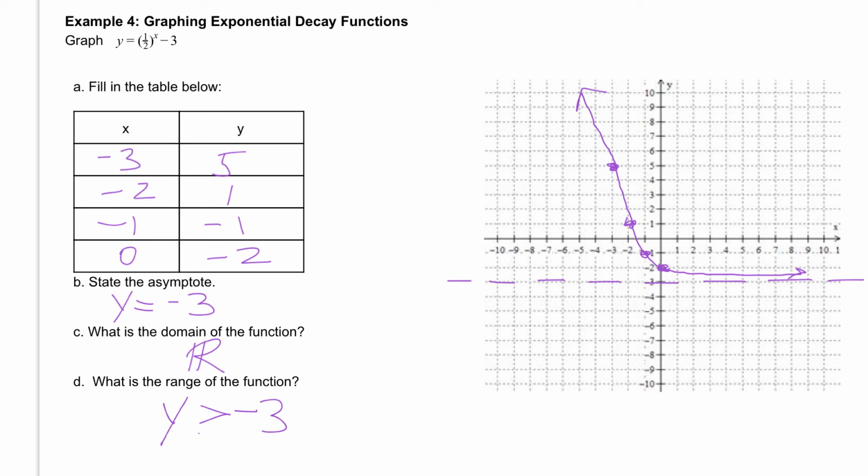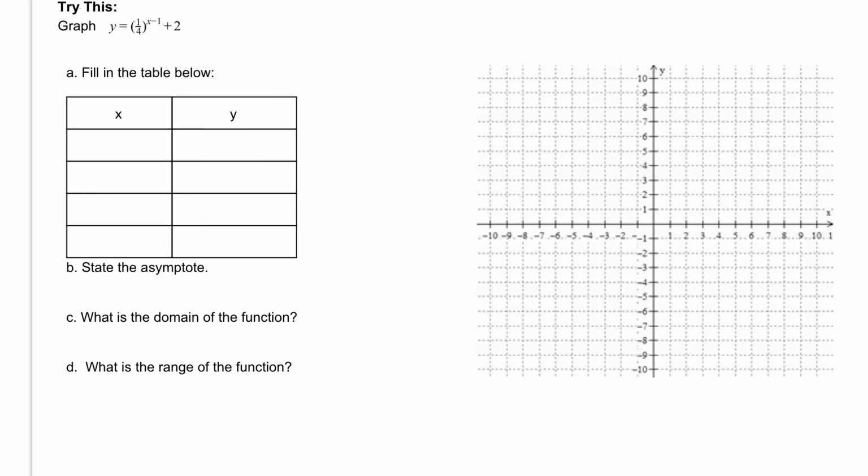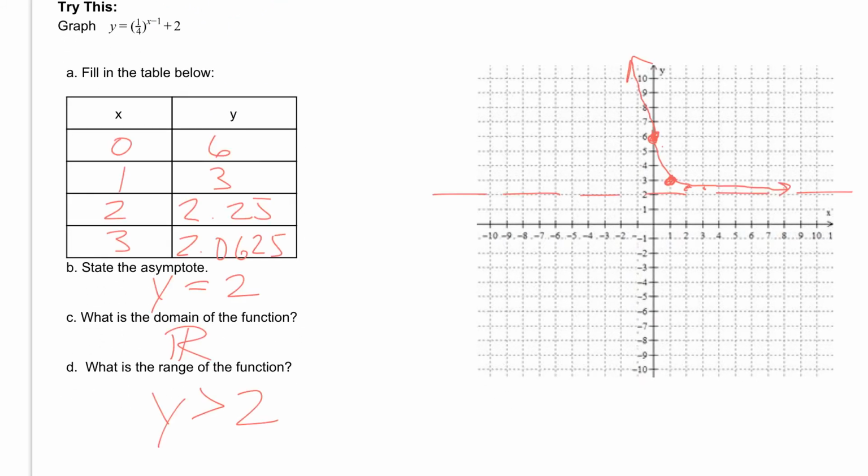Next, I'd like you to pause it and do the try this. You can unpause it when you're ready to check your answer. If you did the try this correctly, compare your table. Again, you might have a couple different points, and that's okay. Your asymptote should be y equals 2. Domain is all real numbers. Your range is y is greater than 2.